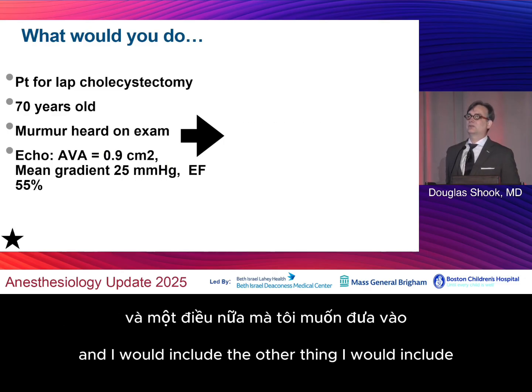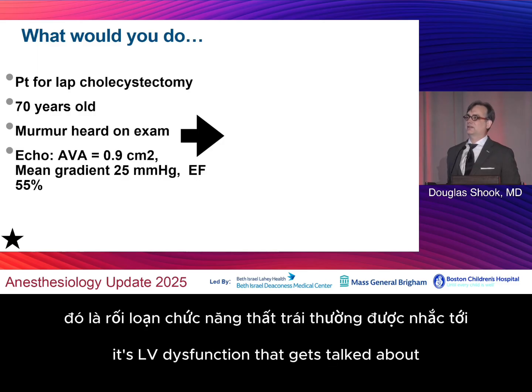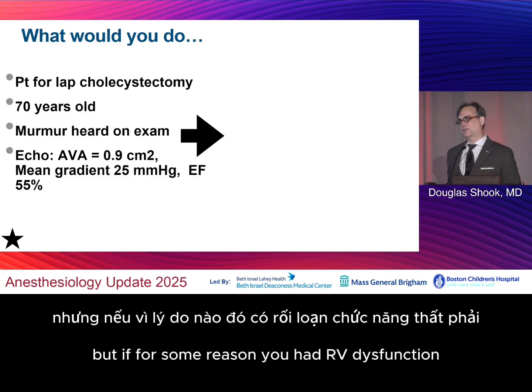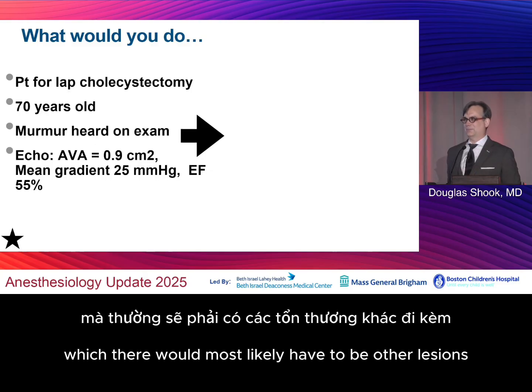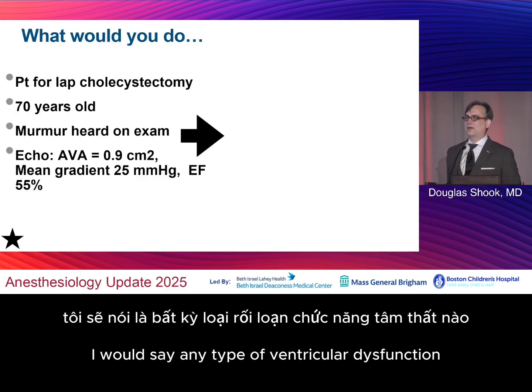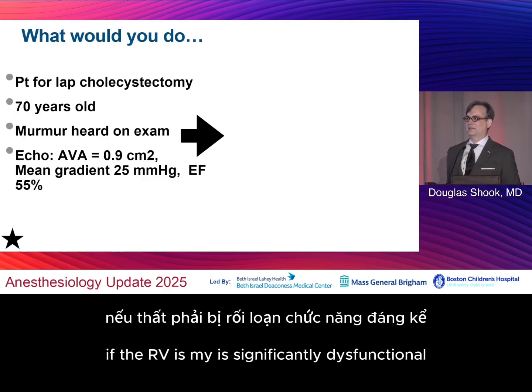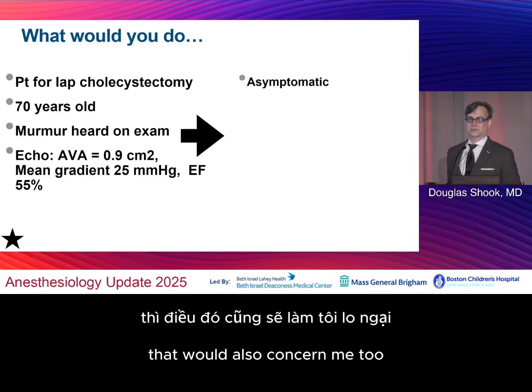And I would include, the other thing I would include, it's LV dysfunction that gets talked about, but if for some reason you had RV dysfunction, which there would most likely have to be other lesions. But if you had, I would say, any type of ventricular dysfunction. If the RV is significantly dysfunctional, that would also concern me too.